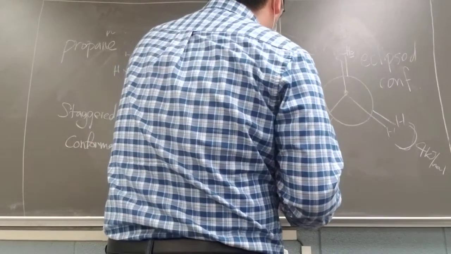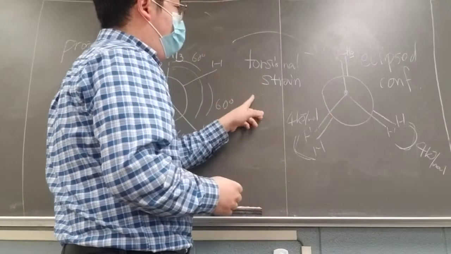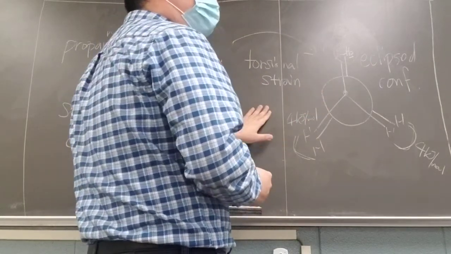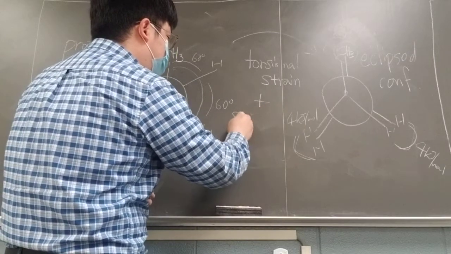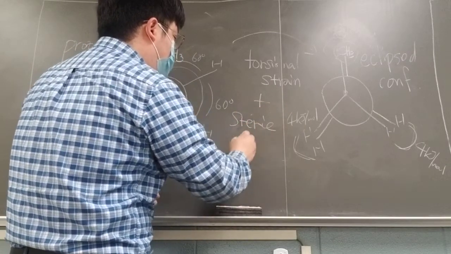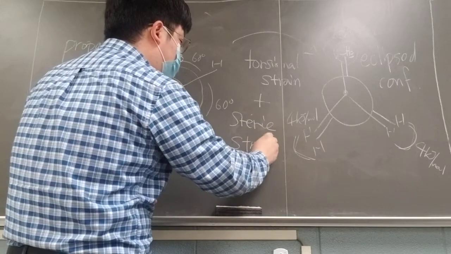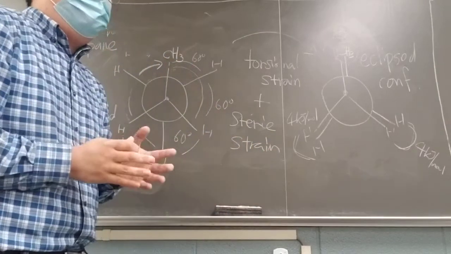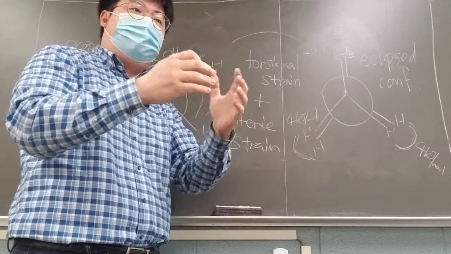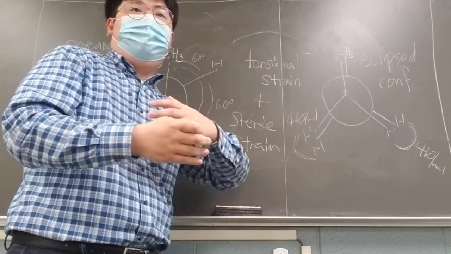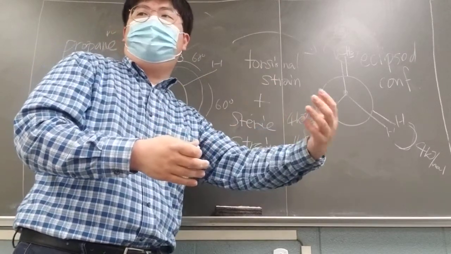So it does have torsional strain in eclipsed conformation, but on top of this one, it also has steric strain. Meaning, just in the way they're positioned, the methyl group is really bigger than just a regular hydrogen. They give us more additional discomfort in this position.